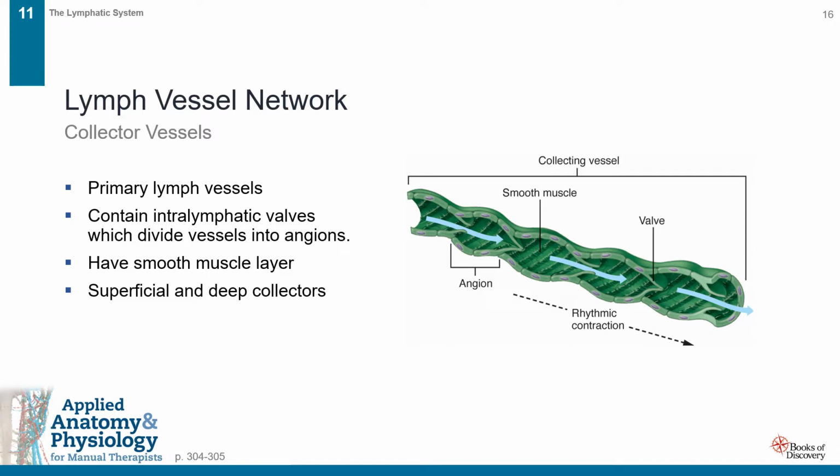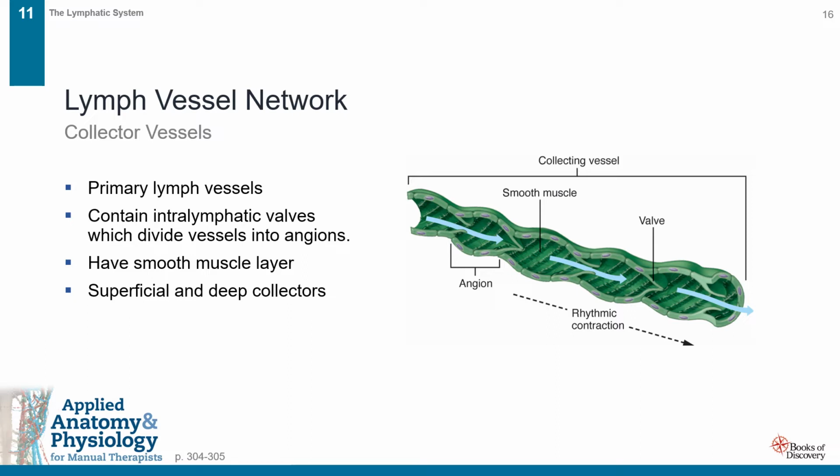The collectors have a smooth muscle layer in the vessel wall that spirals around each individual angion, similar to a stripe on a barber pole. Like all smooth muscle, the spiral muscle in the angion is under autonomic control, which stimulates regular rhythmic contractions. These contractions create an internal pump for lymph movement through the vessels.